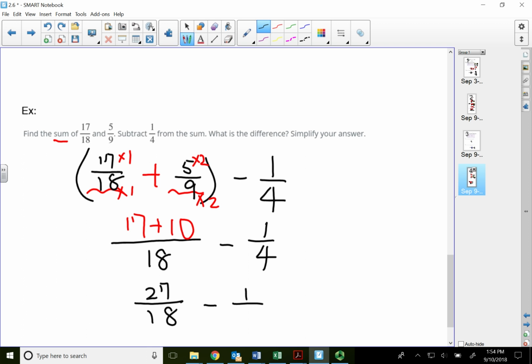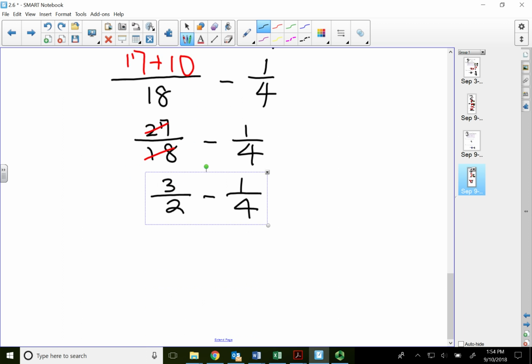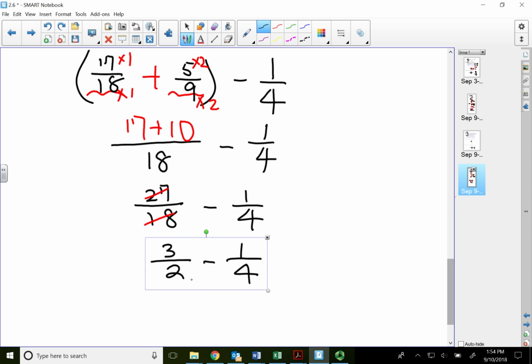So this is 27 over 18. Need to minus 1/4. Tell you what, 27 over 18 can be reduced. I'm going to do that. I'm going to reduce by 9 before I carry out my subtraction here. If I reduce by 9, that's 3 over 2. And the reason why I want to reduce by 9 is so that my new LCD between 2 and 4 is only going to be a 4. So I'm not going to be thinking about, man, what's my LCD between 18 and 4? So it just happened I can reduce here.